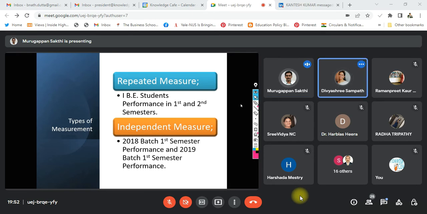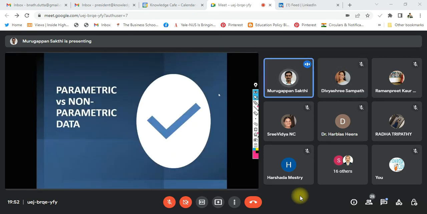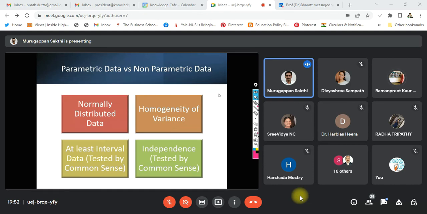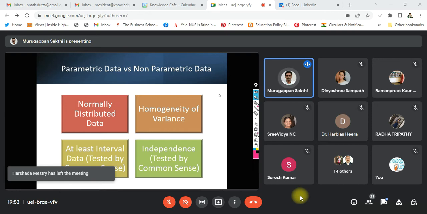Now I'm taking you to the next slide. Parametric versus non-parametric data. Somebody has asked about the pre-assumptions. These are the conditions for applying a parametric statistical test. When a data set can be called parametric data: if the four conditions are fulfilled by a data set, then it is called parametric data, and if you have parametric data, you have to apply a parametric test. If any one of those conditions is not fulfilled by your data set, then it is called a non-parametric data set.